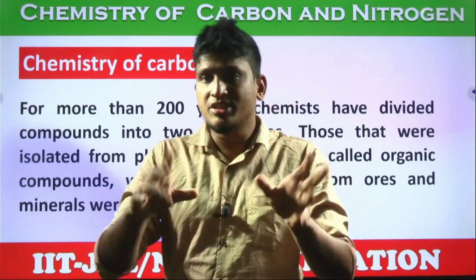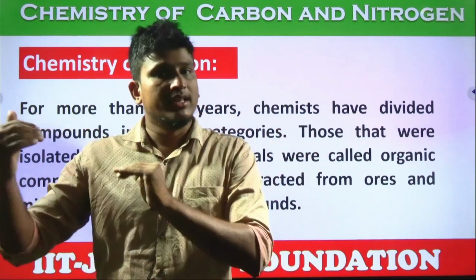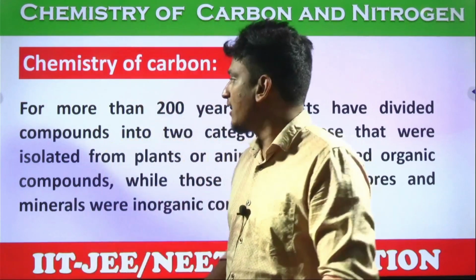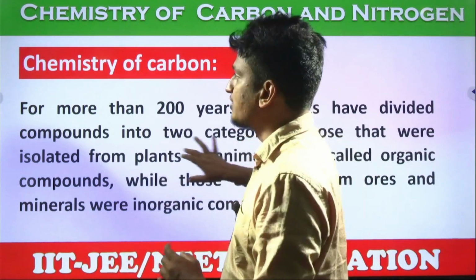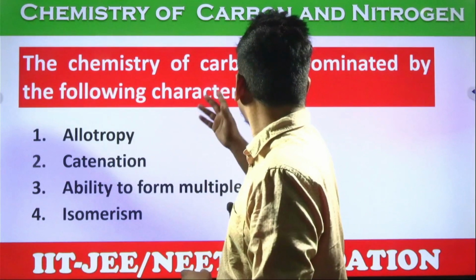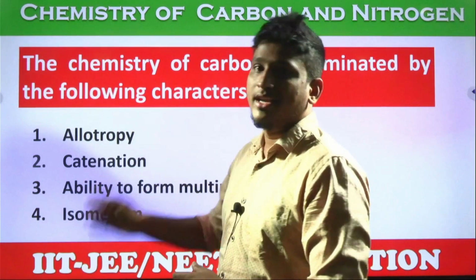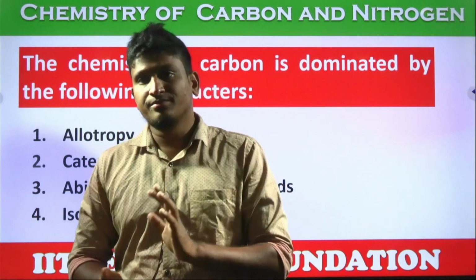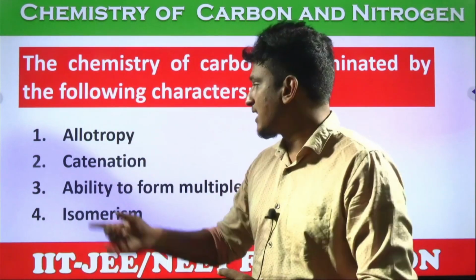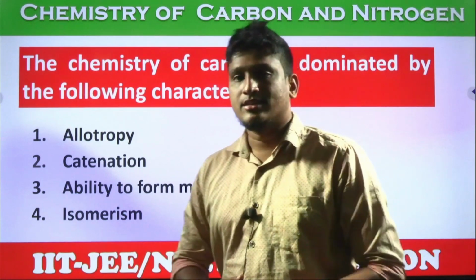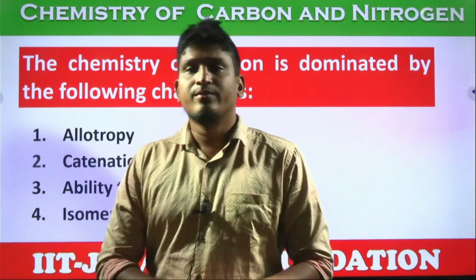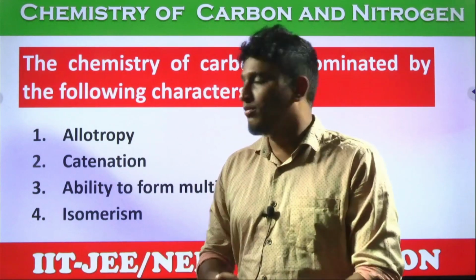But that definition changed later on, as we study in the chemical properties in more detail. So that's how they classified, to understand the chemistry of carbon. Here, the chemistry of carbon is dominated by the following factors. Four factors mainly: one is allotropy, second is catenation, third is the ability to form multiple bonds, and fourth is isomerism. So in this video, we concentrate on the allotropy property.